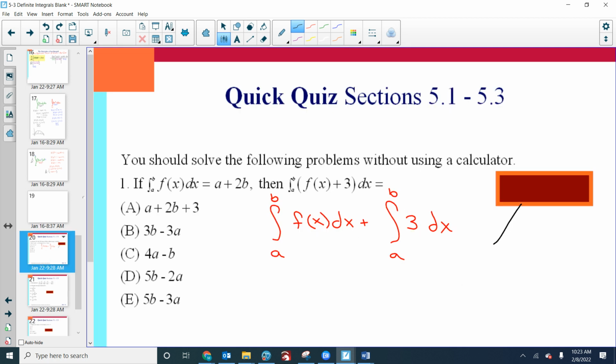Which property did I just use here? Not additivity. I didn't go a to b, b to c. Sum and difference, right? I used the sum of f and 3. Now I'm going to break it down. What's this part? What's that area? Oh, they told me. A plus 2B. Plus?